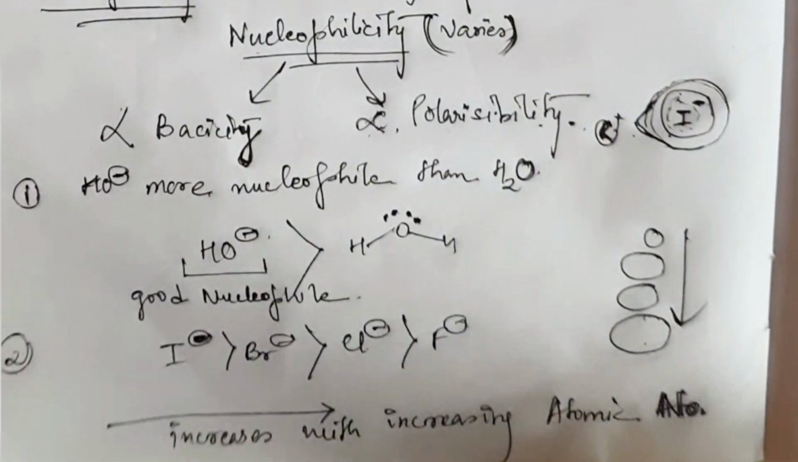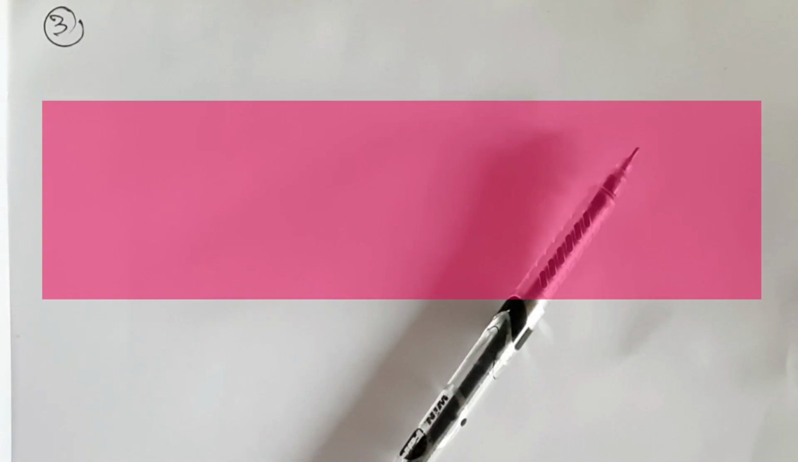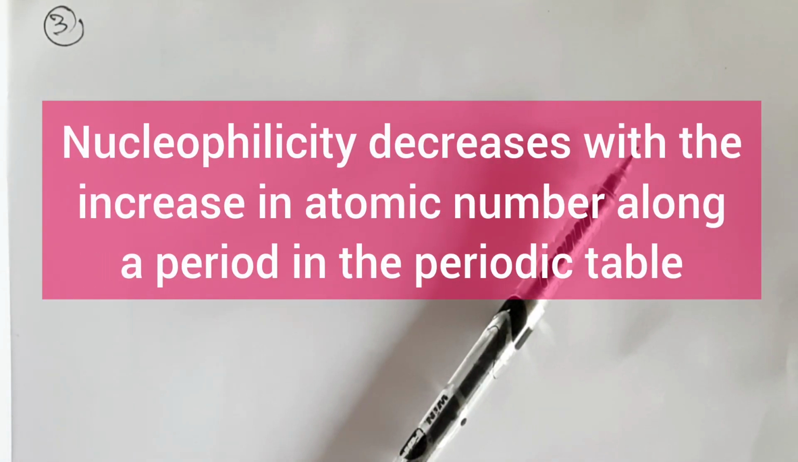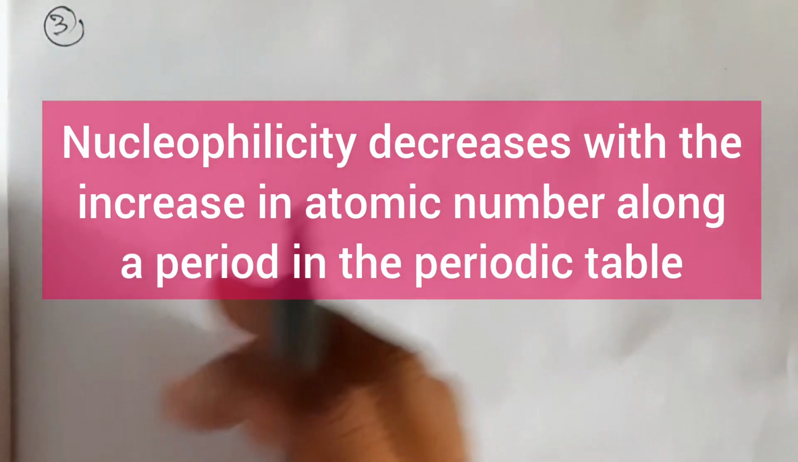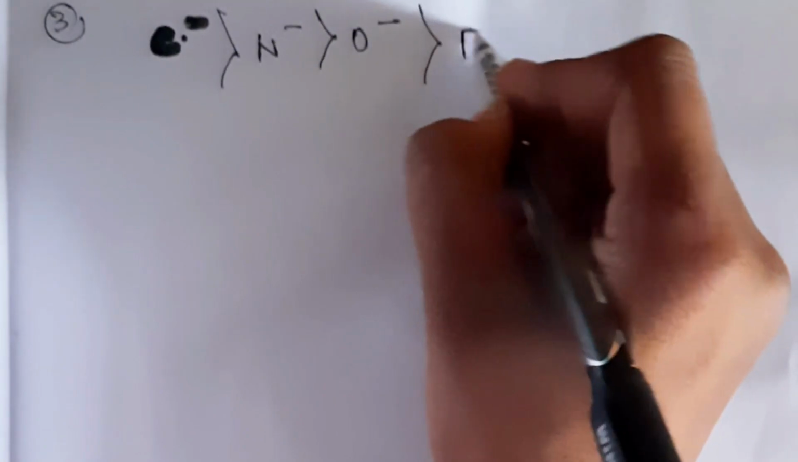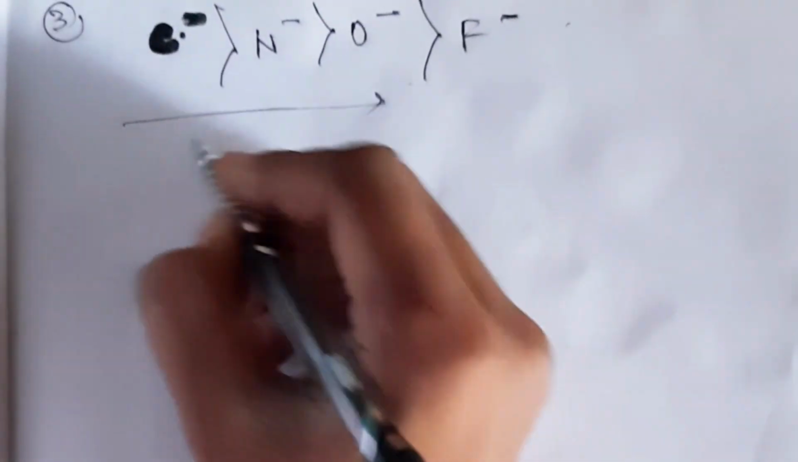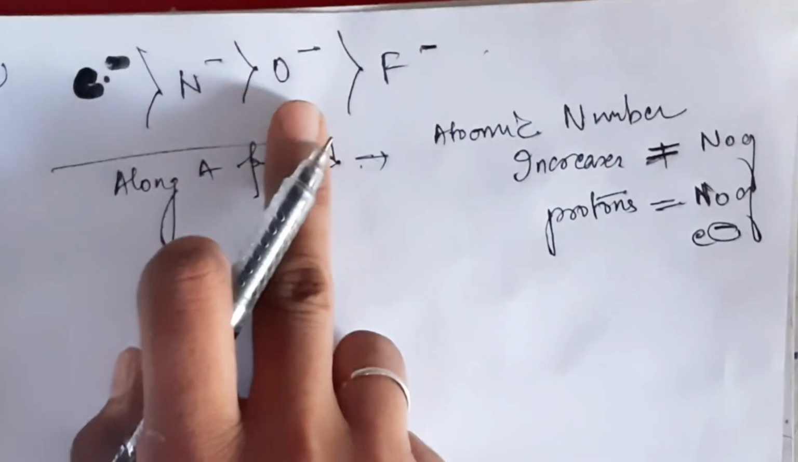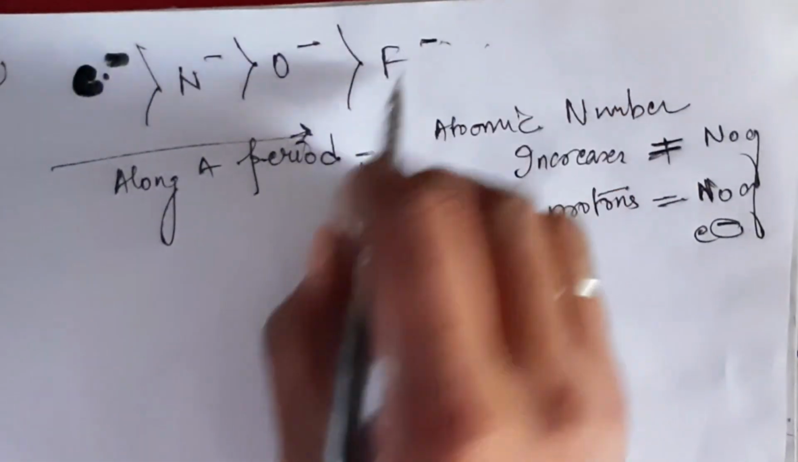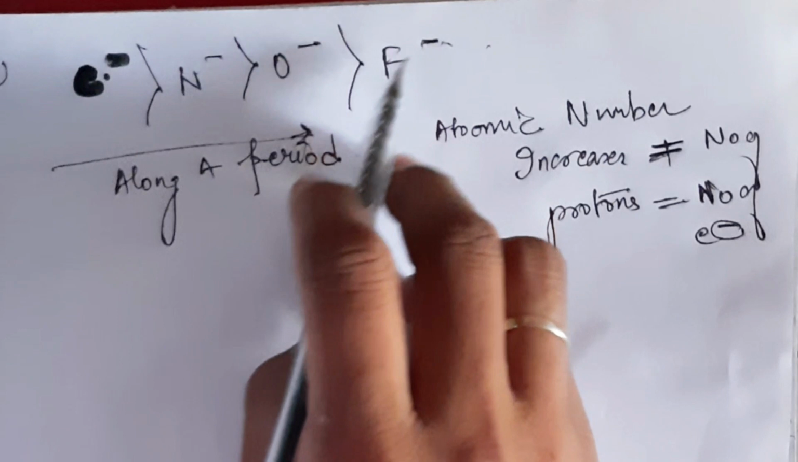Okay, now we will go for the third step: nucleophilicity decreases with the increasing atomic number along a period in the periodic table. The nucleophilicity of C minus is more than N minus, more than O minus, and more than F minus. These are ions, carbon minus, N minus, O minus, and F minus, they all have a negative charge, so they are also nucleophiles.